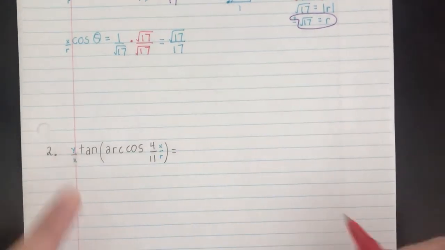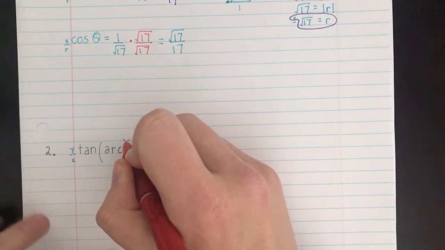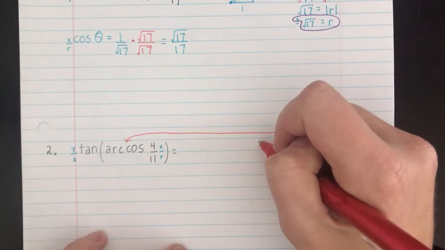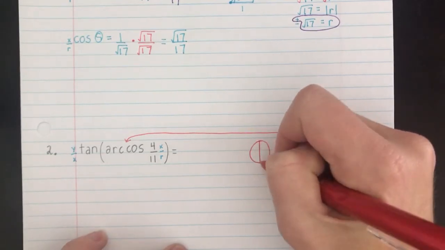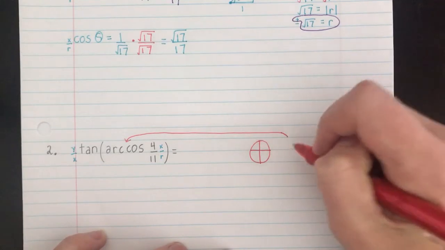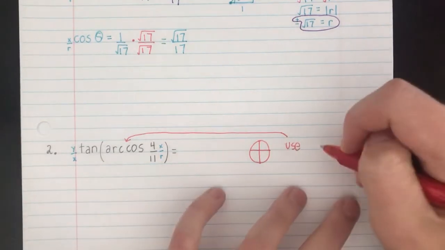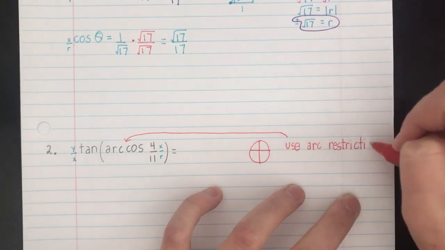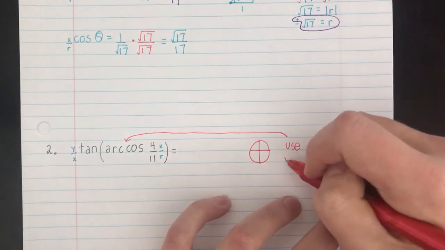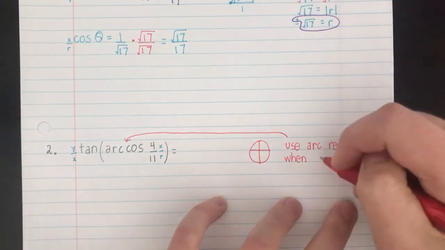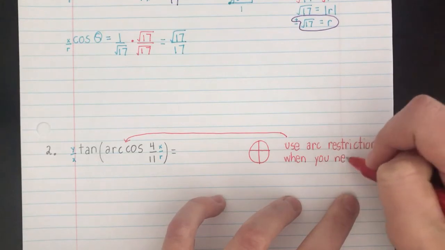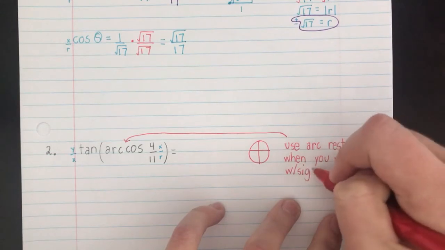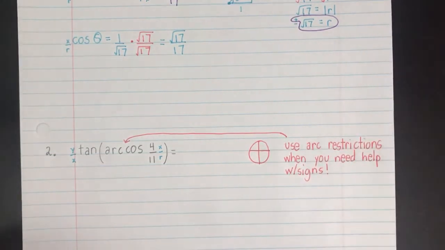So you are going to use, come over here, draw a line. We are going to use our arc restrictions from before. So use arc restrictions when you need help with signs. So why are we doing this on this problem and we didn't on the last?